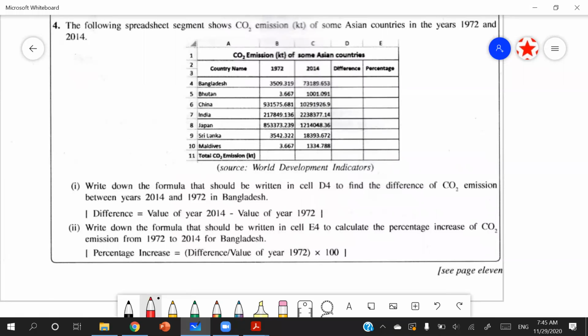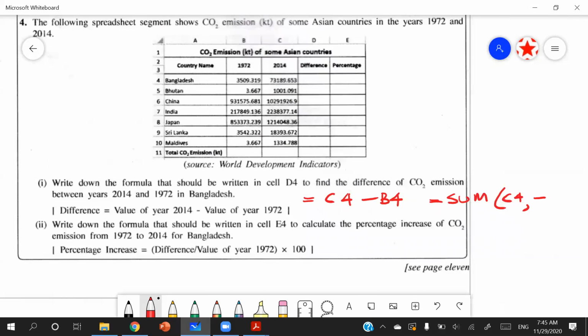Right, so we can write it like equals C4 minus B4, or else we can write it using the sum function as well. It should be C4 comma minus B4. This is how we are going to write a subtraction using the sum, right? And the next one is asking to write the equation to calculate the percentage. So to calculate the percentage, you can use two separate things like C4 minus B4.